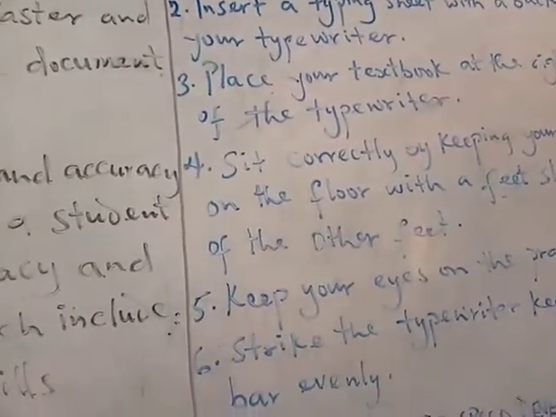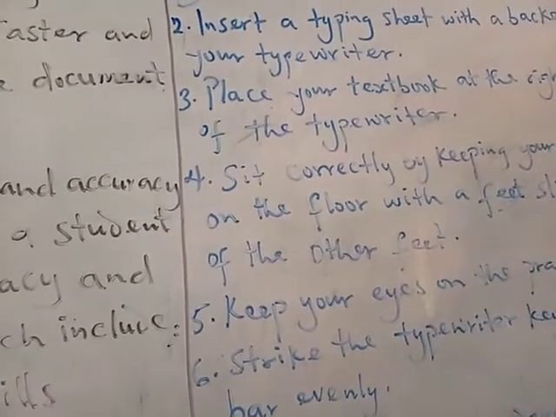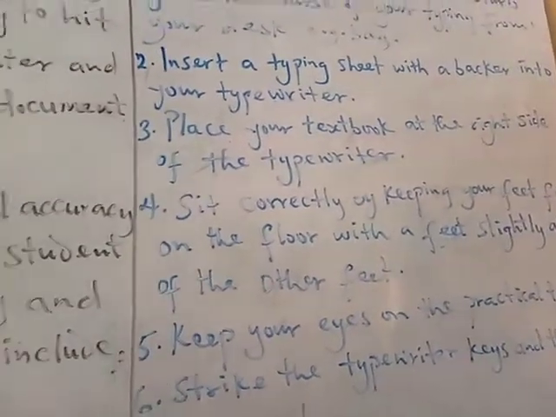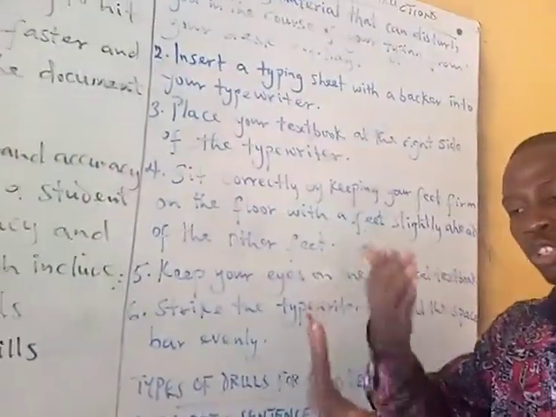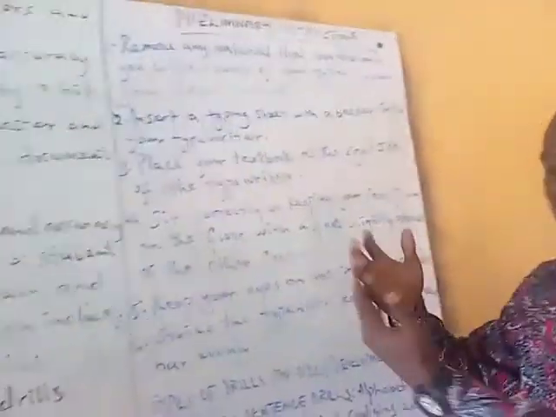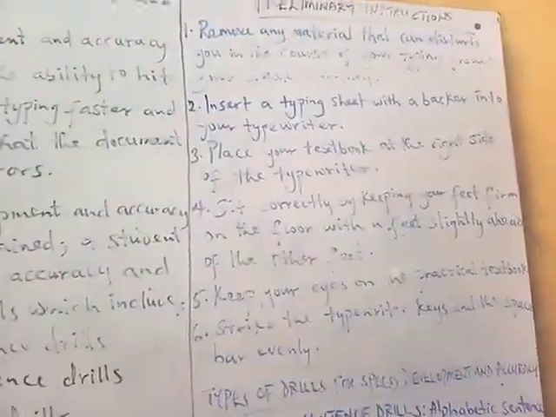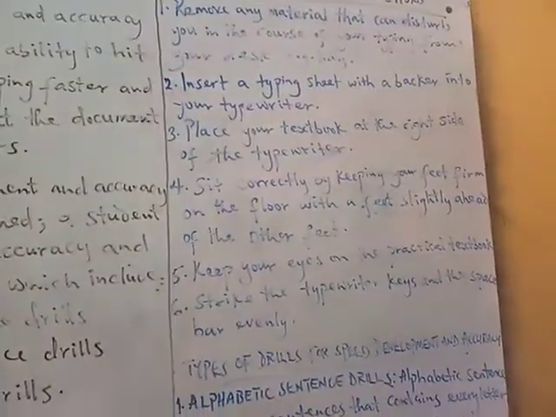2, insert a typing sheet, a backer, into your typewriter. The typing sheet should be placed on a backer. That backer gives support to your typing sheet, so the typing sheet will rest on the backer and you will be able to type very well.